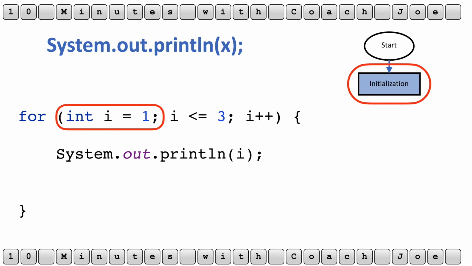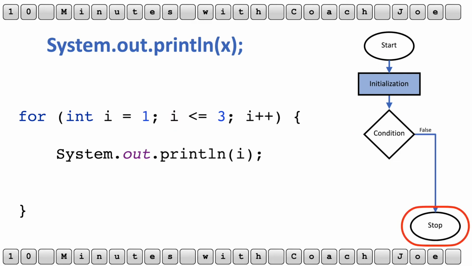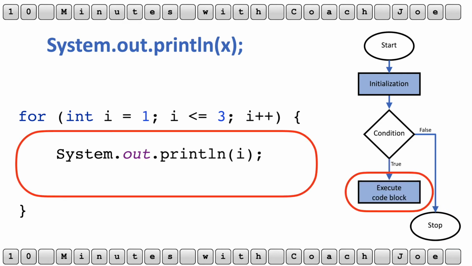Remember, you are using a standard for loop because you know exactly how many times you intend to execute a code block. Here, the int variable I is declared and set to 1. A condition is defined. Here the condition I less than or equal to 3 is defined. If the condition is false, we exit the for loop. If the condition is true, we execute the code block.